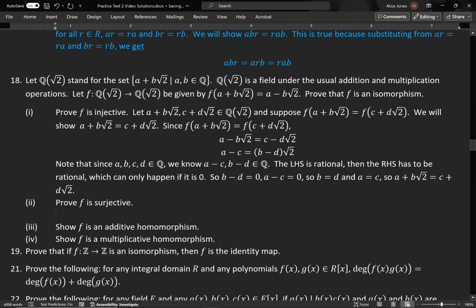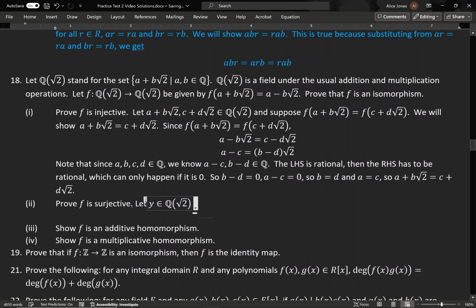All right, so let's look at proving that f is surjective. So to prove the function is surjective, we have to let ourselves take an element in the codomain and show that it has some corresponding element in the domain that maps to it. So we're going to say let y be in the codomain, which is this. And we will show there is some x in the domain, which is the same set, such that f of x equals y.